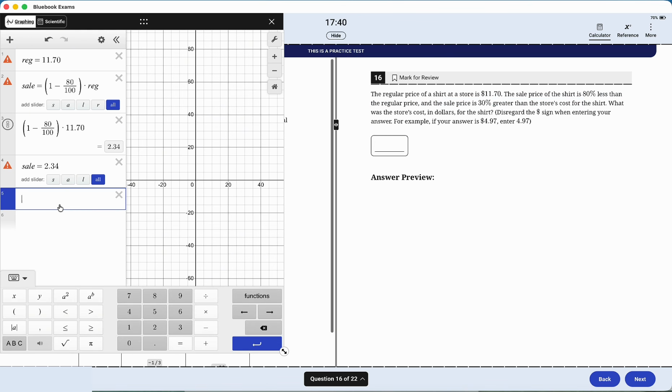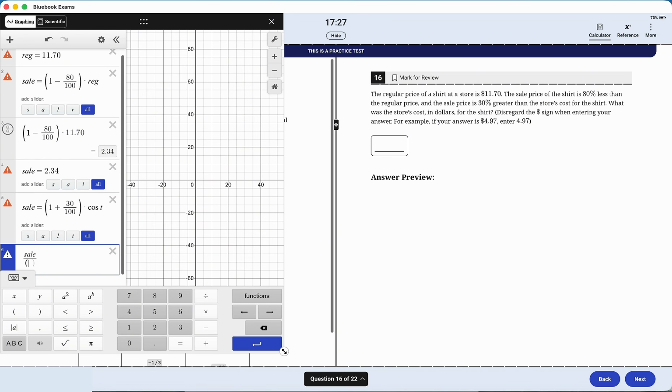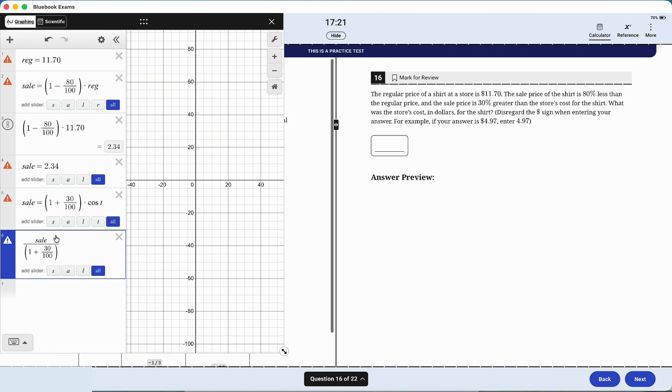What's the store cost? So you see one more equation. Sale price equals 30% greater. So 1 plus 30 over 100 times the cost, right? So if I want to figure out cost, what do I have to do? Cost is going to be just sale price divided by that quantity, 1 plus the 30%, right? 30% greater. And I know, again, what sale price is. We already figured that out, right?